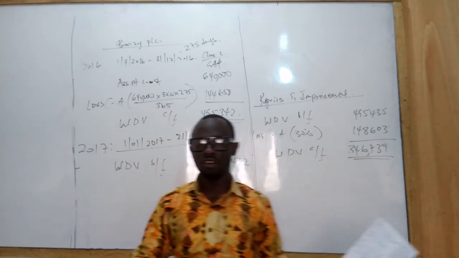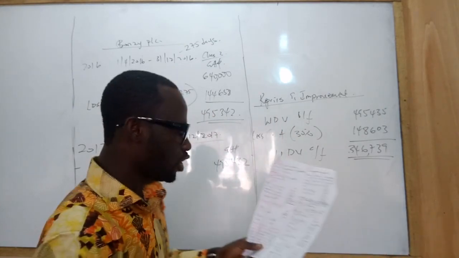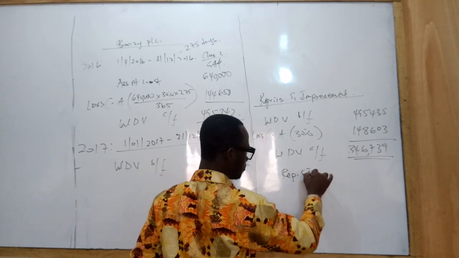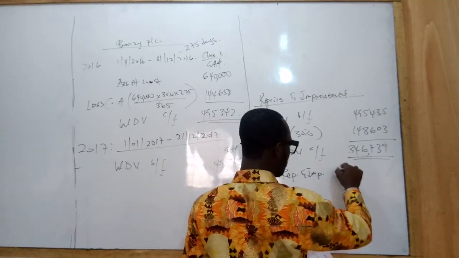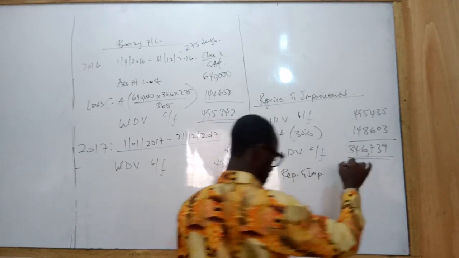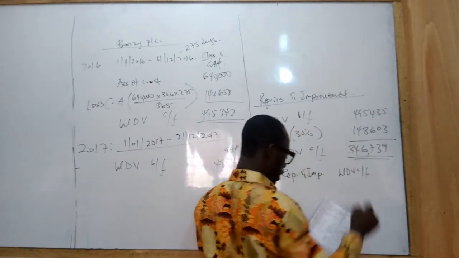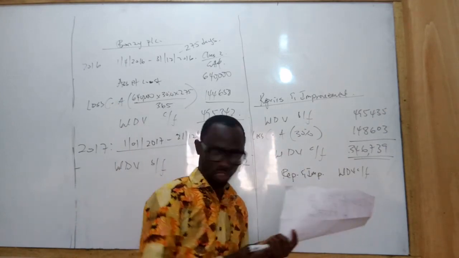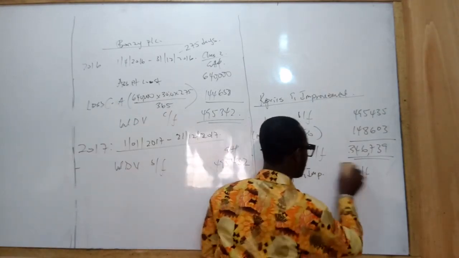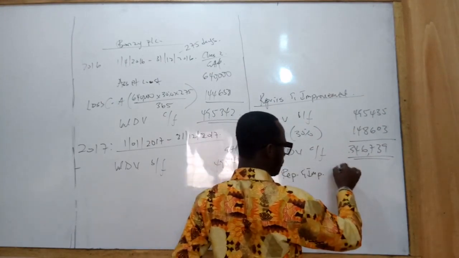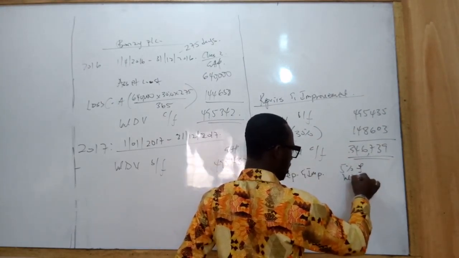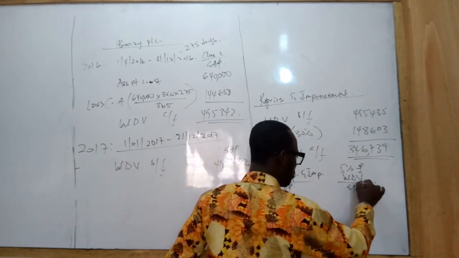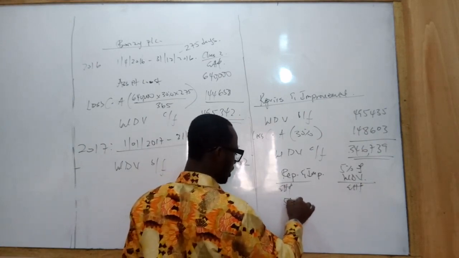So if that is the written down value carry forward, what do we do? We need to now bring our repairs and improvements here. Then we also bring our written down value carry forward here. Then we will look at the 5% of all the written down value. The repair and improvement cost we incurred for the year was 51,000 Ghana cedis.